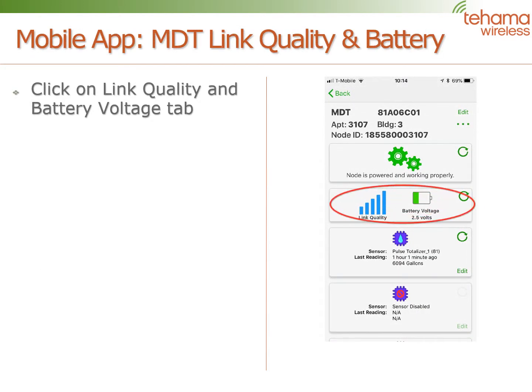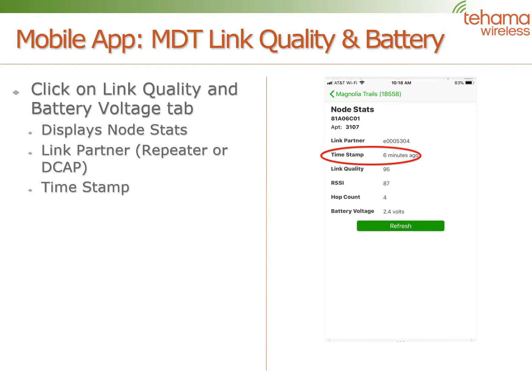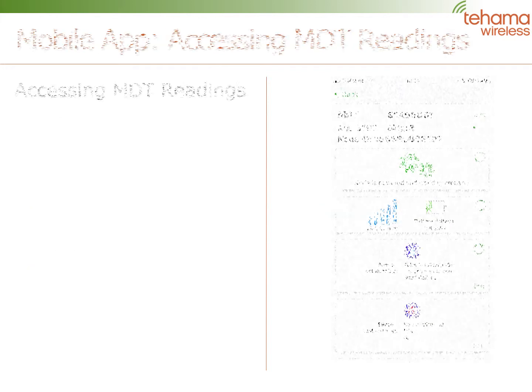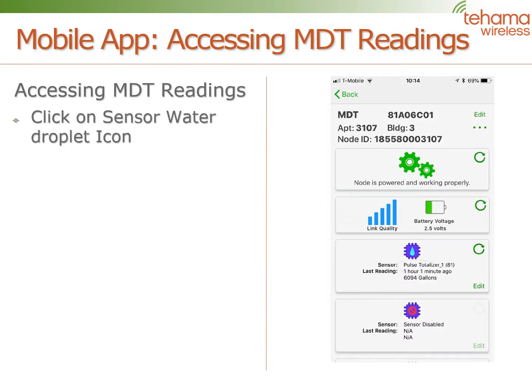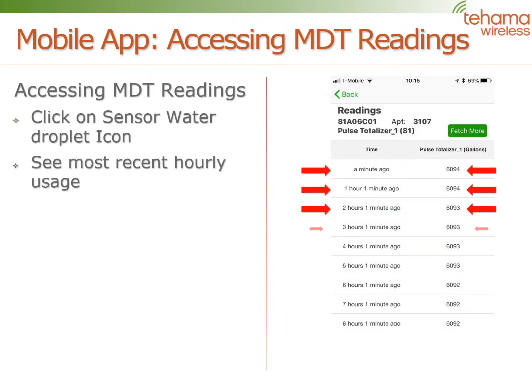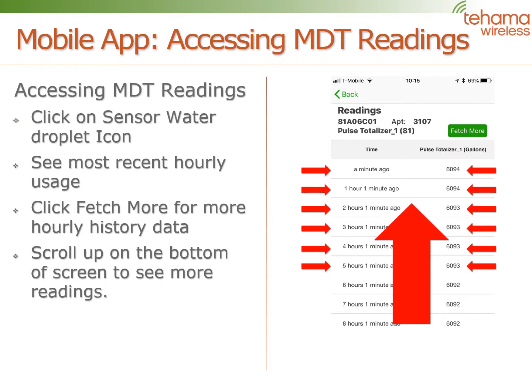If you click on the link quality and battery voltage tab, it displays the node stats, link partner, timestamp, link quality, RSSI, hop count, and lastly, battery voltage. To access the latest MDT reads, click on the sensor water droplet icon of the MDT Dashboard. Here you can see the most recent hourly usage. To see more history, click on Fetch More, and scroll up to see additional readings.